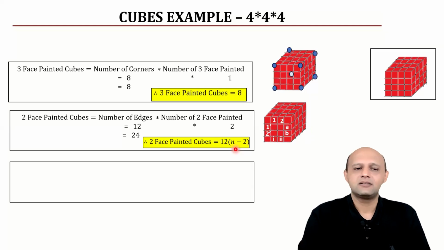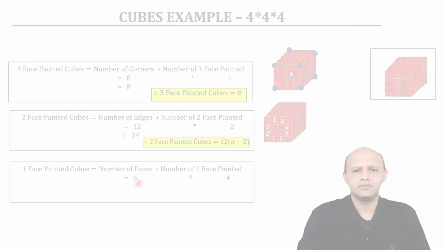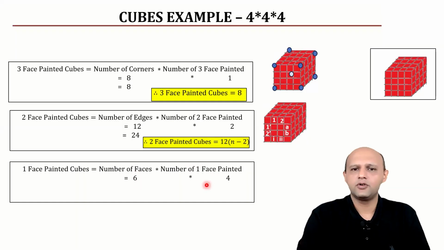Now, let us understand the number of one face painted cubes, which is the number of faces times the number of one face painted cubes per face. Where are you going to find cubes with only one face painted? The ones right at the center, the ones excluding the boundary. You could put it either way. So 6 faces, and per face you've got 4 one face painted cubes. So 6 fours is 24.